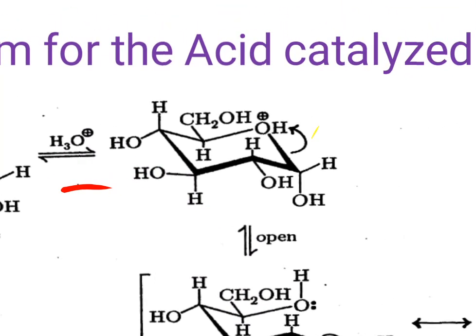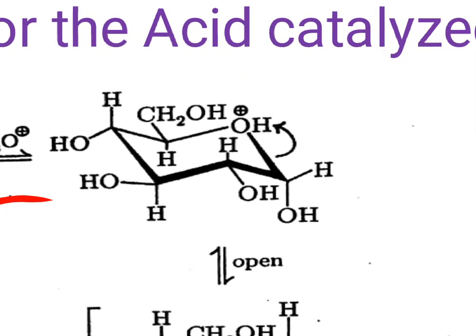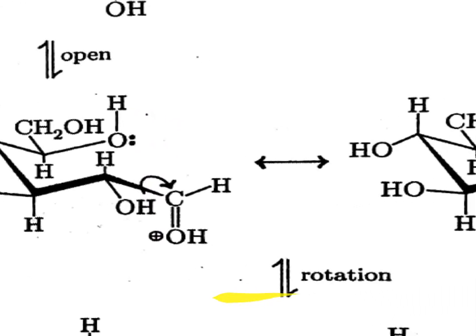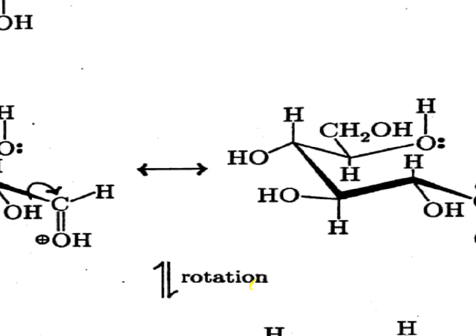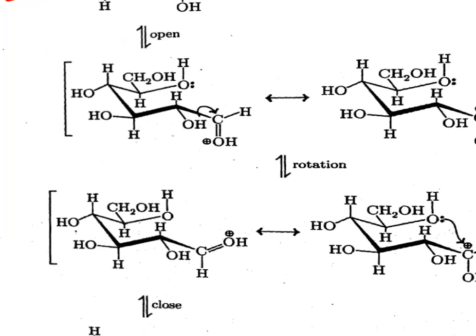Okay, this bond is being opened and you are getting the open form, this one. Now this open form is in equilibrium. That means this can show rotation. So if it rotates, then you will get both the alpha and beta form.